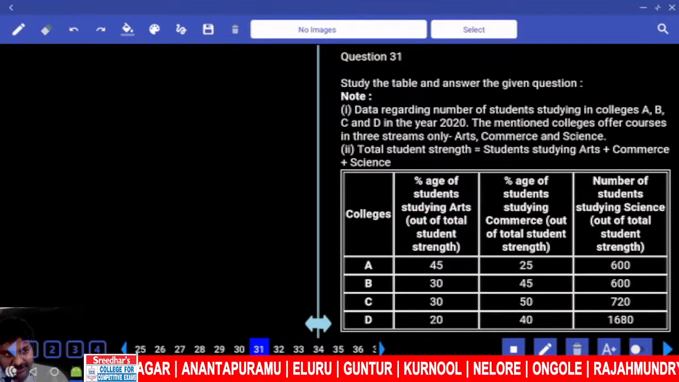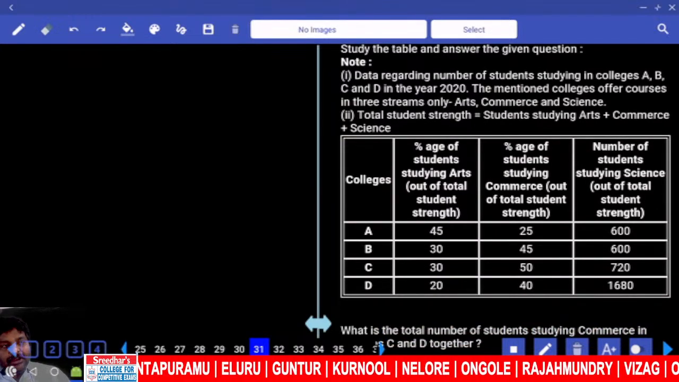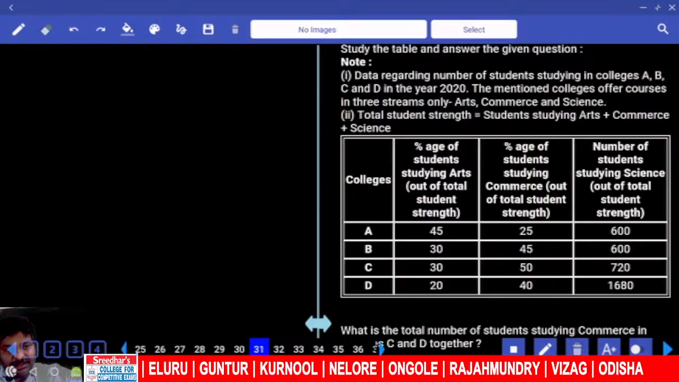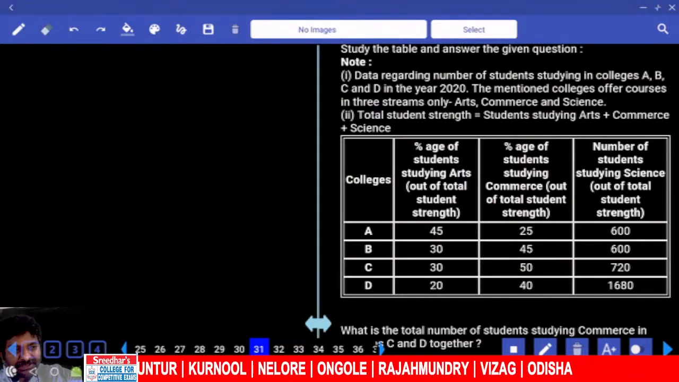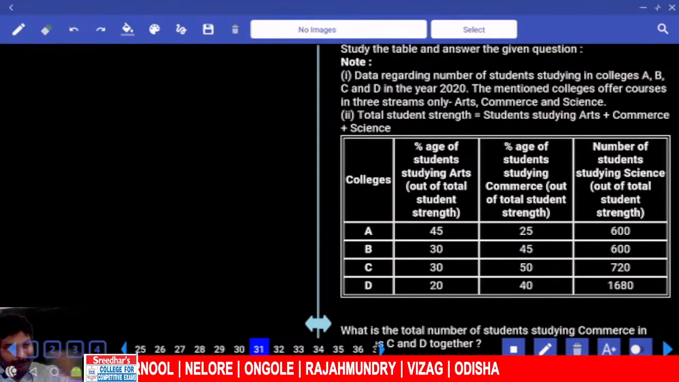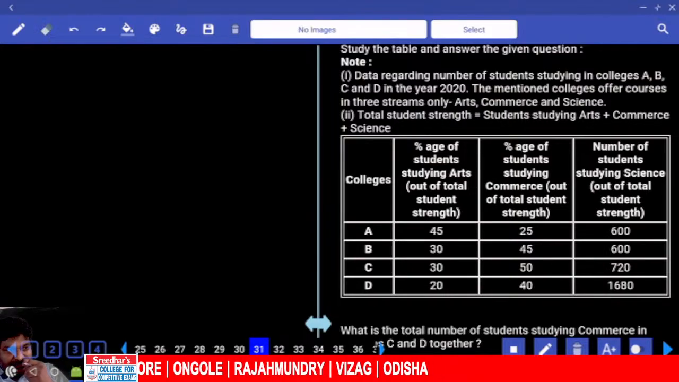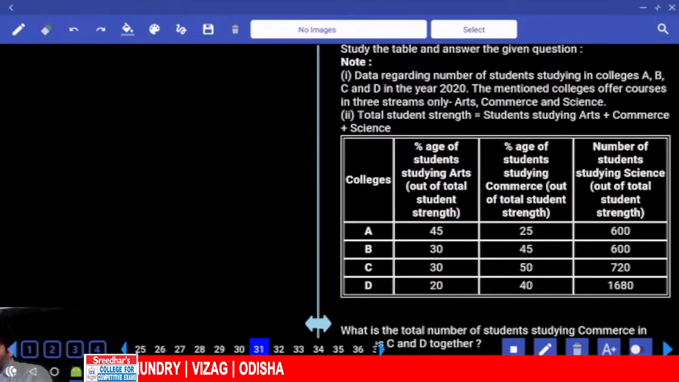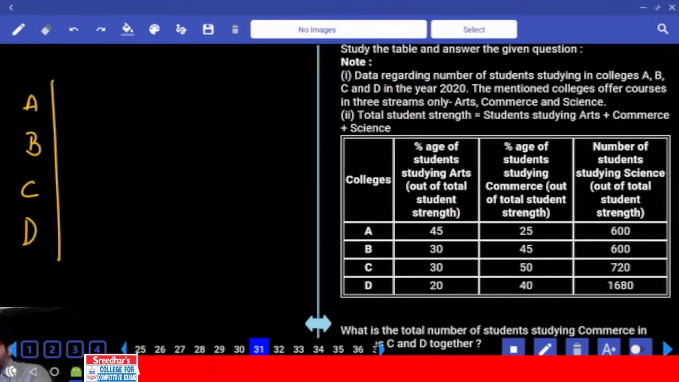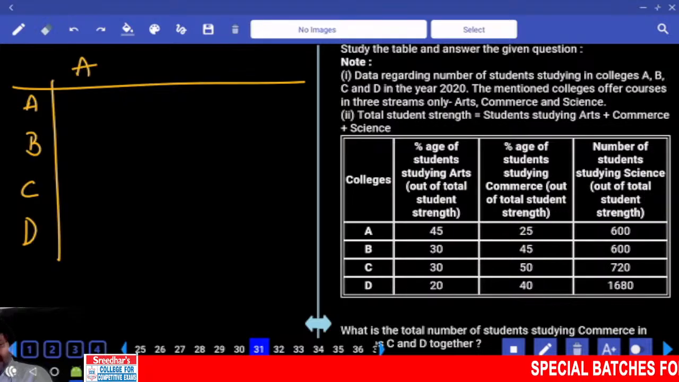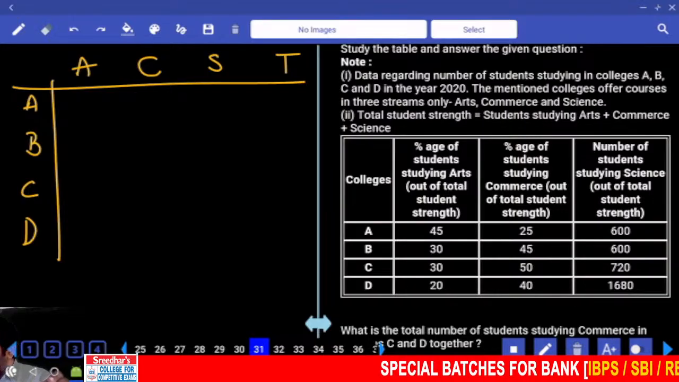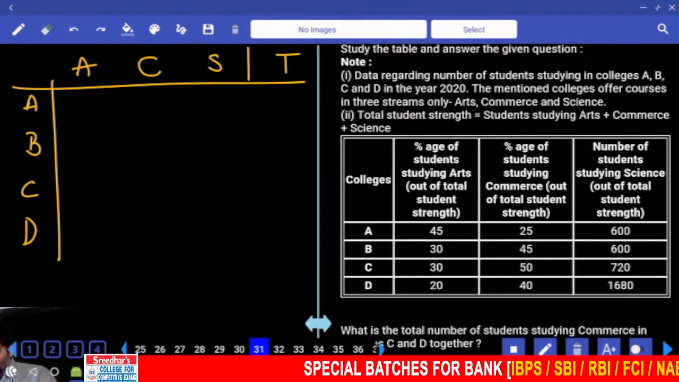In the year 2020, the mentioned colleges offer courses in three streams: arts, commerce, and science. Total strength is equal to students in arts plus commerce plus science. So we have A, B, C, D, and the columns arts, commerce, science, total.